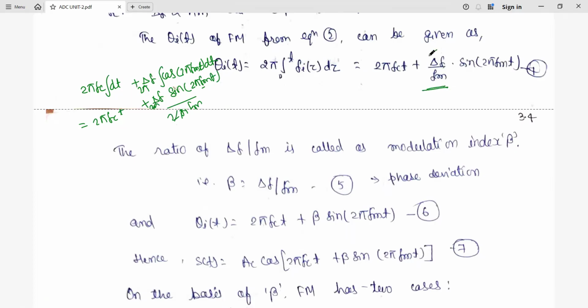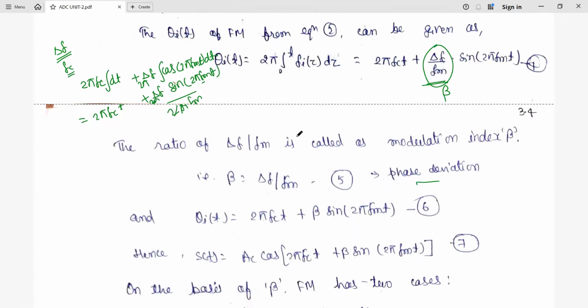So this del F by Fm is going to be the modulation index here, that is the beta. Okay, so beta is what here? Del F by Fm. This is also called the phase deviation. The frequency deviation, what we have seen earlier, del F shows how much this modulated wave is deviated from the carrier frequency. So that is represented by the frequency deviation.